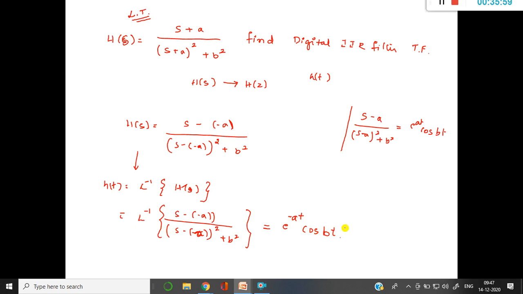So what is to be done next? I need to sample this for t equal to nT. That's it. Therefore h of n is equal to e to the power of minus a nT, replacing t with nT, times cos of b nT, replacing t with nT. So you got h of n. Now what is to be done? Very straightforward and easy method. H of n is to be transformed to the z transform, that is, apply ZT to get H of z.